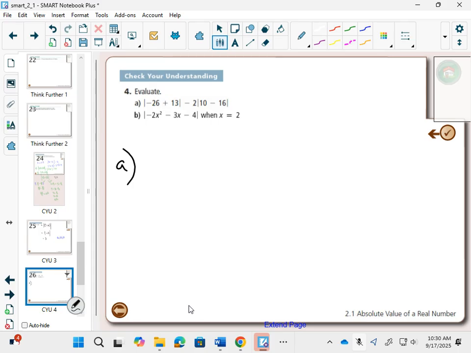So for example, a student does the following in this question. This is wrong, do not write this down. I'm going to do something wrong, and I want you to see if you can tell where this is wrong. In fact, I'm going to write it in red, so do not write this down. This is wrong, that's why it's in red. So I've got negative 26 plus 13, absolute value of 2 is plus 2, and then I have a 10 minus 16.